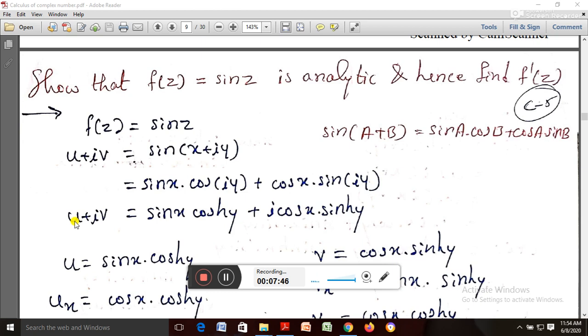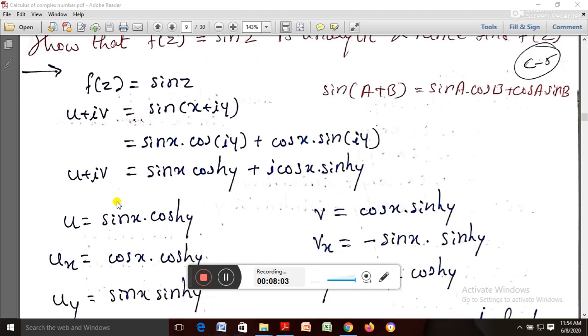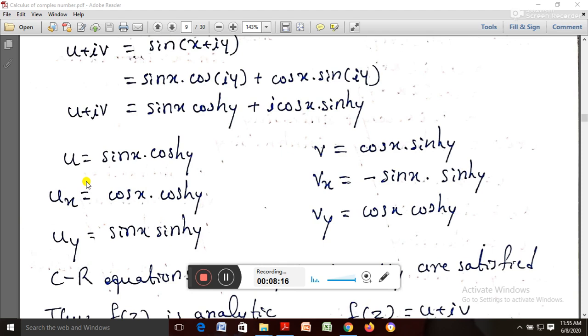So it can be rearranged that u plus iv is equal to sin x, then cos iy can be written as cos hyperbolic y by using the identity, plus cos x as it is, sin iy can be written as i into sin hyperbolic y. Then separate the real and imaginary parts. So the real part is u is equal to sin x into cos hyperbolic y. The imaginary part is v equal to cos x into sin hyperbolic y. Then find the respective derivatives. So u and v differentiate partially with respect to x and y. We get ∂u/∂x is equal to cos x cos hyperbolic y as it is.